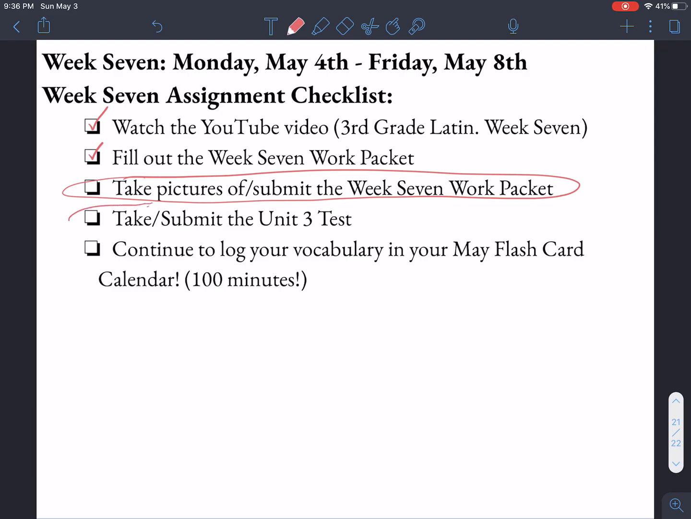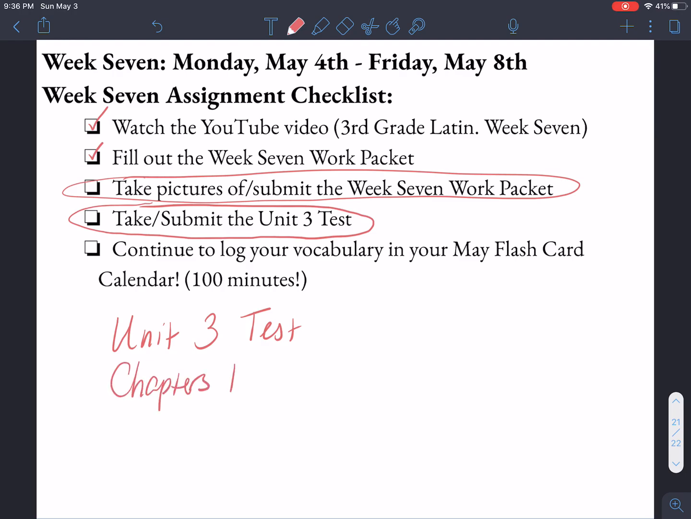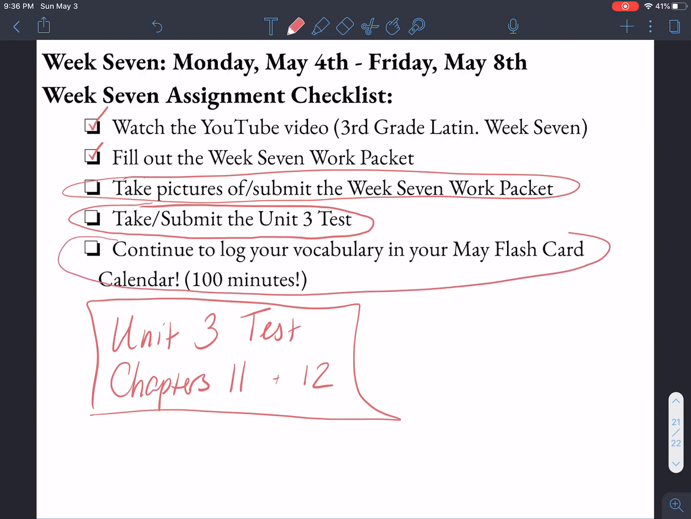Because this week you also, instead of an end of the week quiz, you have to take a test, all right? It's called the Unit 3 test, but the Unit 3 test is pretty much just, okay, it includes chapters 11, and 12. Okay? So if you study this week's work packet, you'll be absolutely fine. Okay? And as a reminder, just continue to study your vocabulary and fill in your May flashcard calendar. Okay?